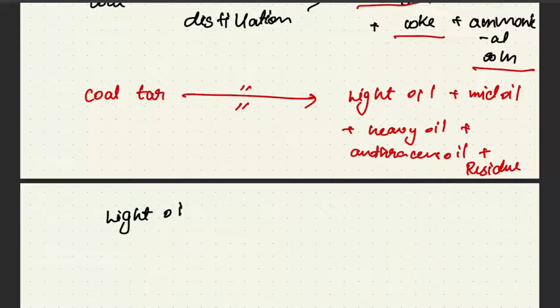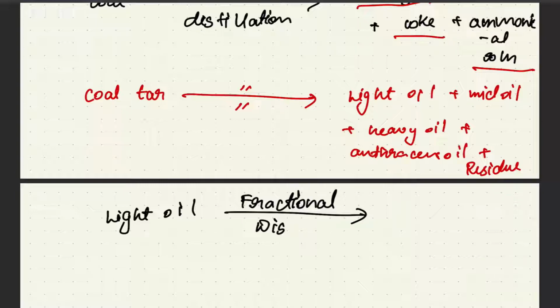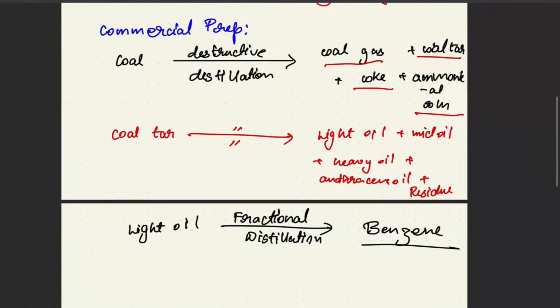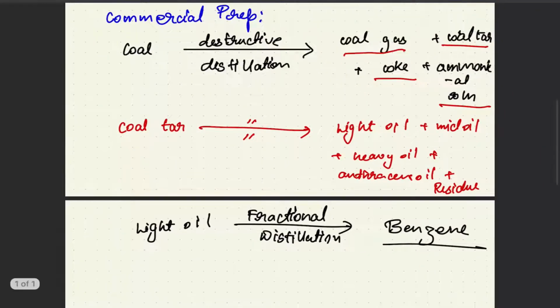Next, the light oil will undergo fractional distillation. Remember this is fractional distillation at this time, not the destructive distillation. And then we get benzene. So we have arrived at the required product, that is benzene. So this was the commercial preparation process of benzene.